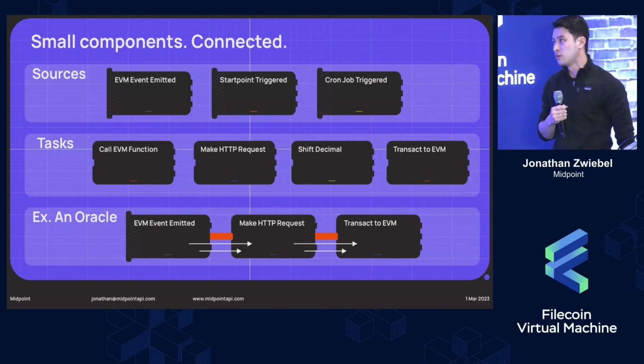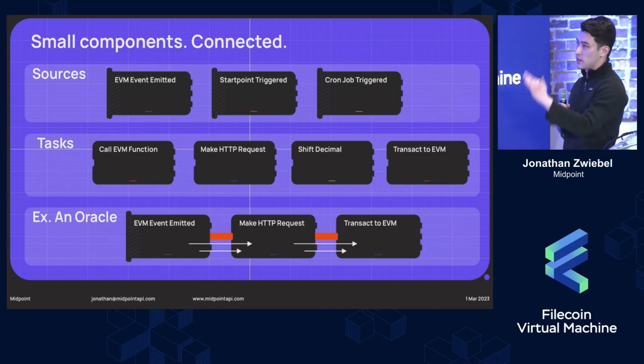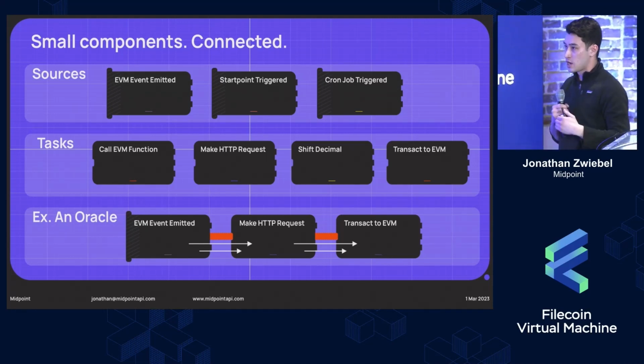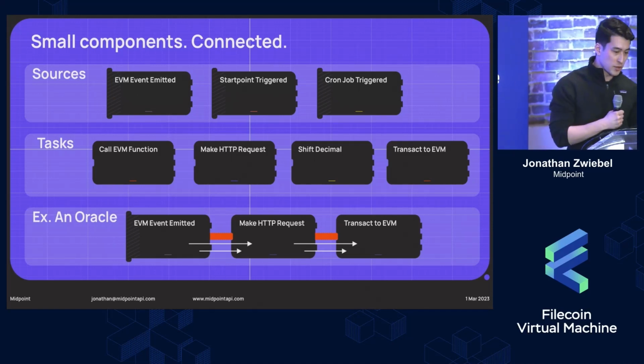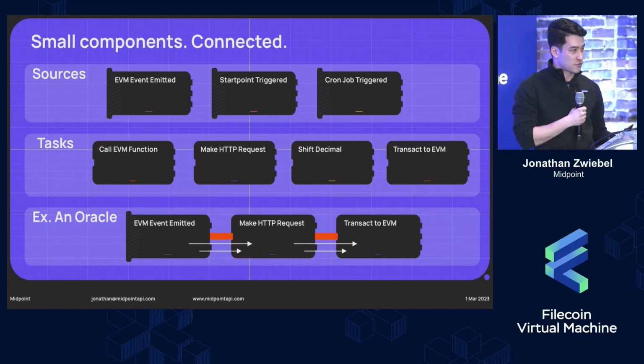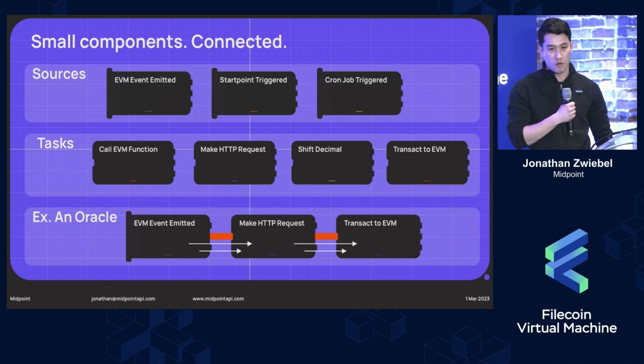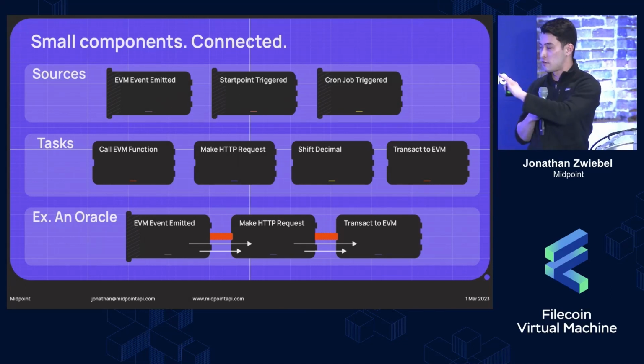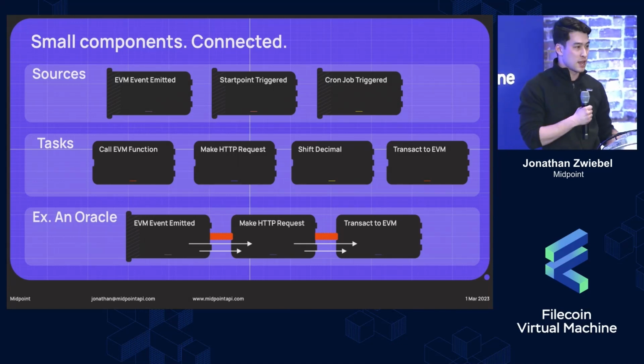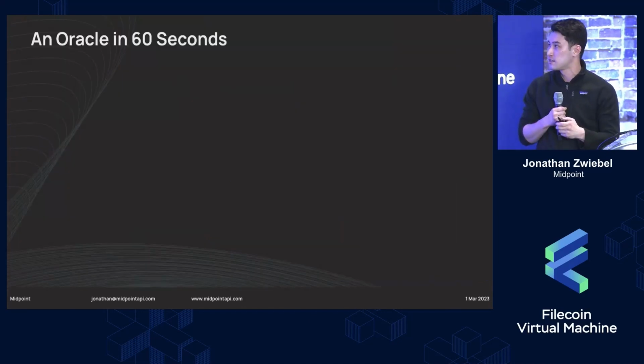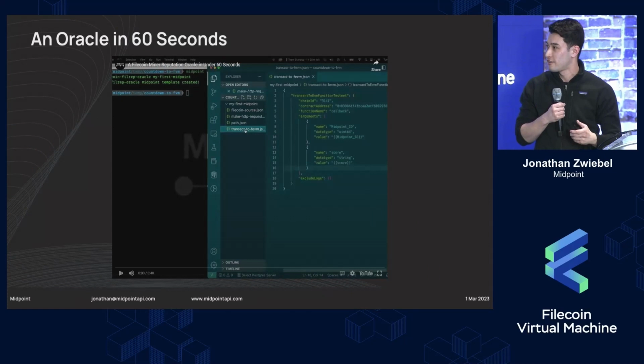So as an example, if I was to build a midpoint that listens for a particular event to be emitted, makes an HTTP request, and then posts the response back on chain, I've built an oracle. And the beauty of Midpoint is that all these different pieces of infrastructure are nothing more than a simple JSON file for each of these components and a path that links them together. And I'm going to show a quick demo of that here.